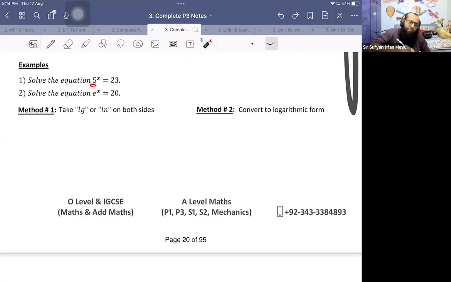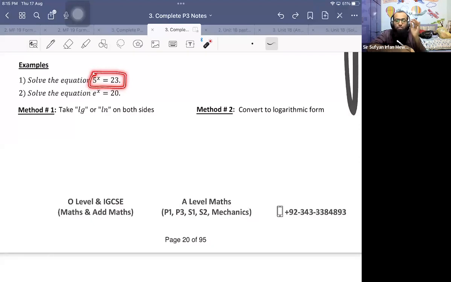Now we see that the base is 5, the power is x, and the answer is 23. Method number 1 says take LG or ln on both sides. When we are solving, we can take any kind of log on both the sides. When there's a square, we take a square root on both sides. When there's a square root, we do squaring on both sides. Similarly, when there is an exponential equation in which log needs to be taken, we can take any log on both sides. Log with the base of 10 on both the sides, log with the base of 5 on both the sides.